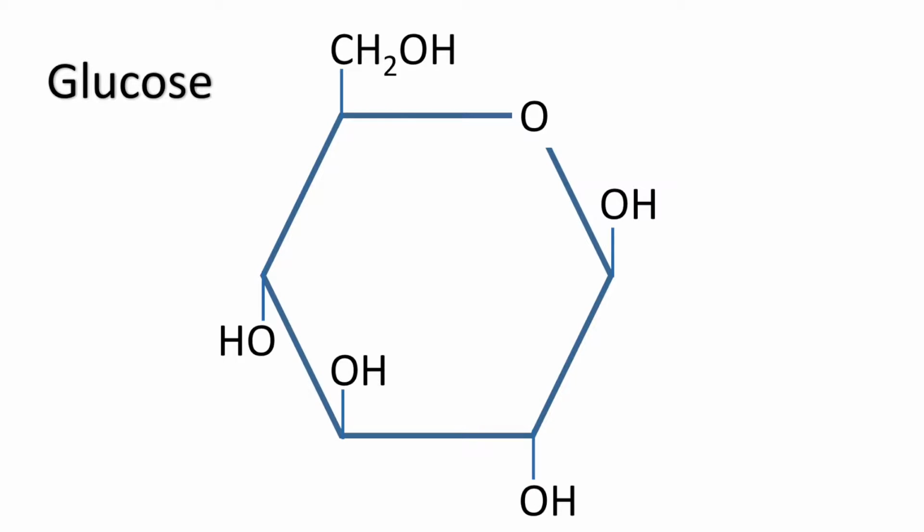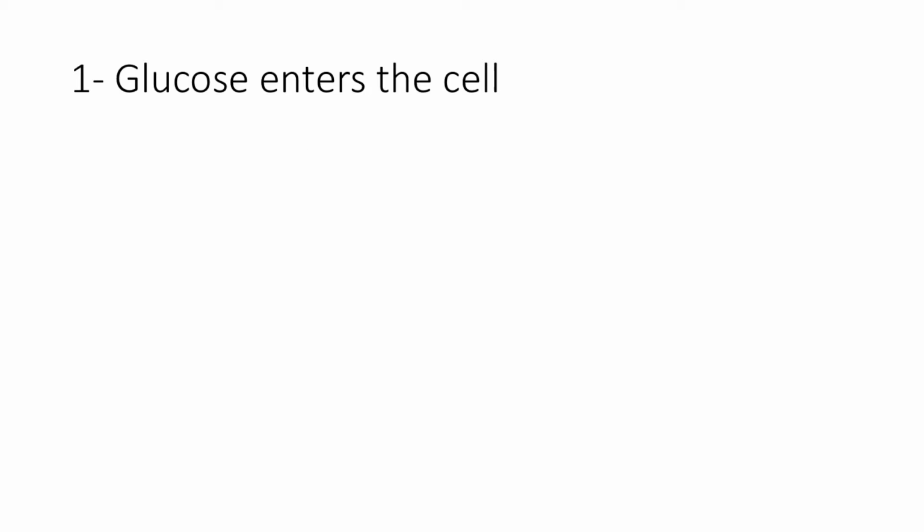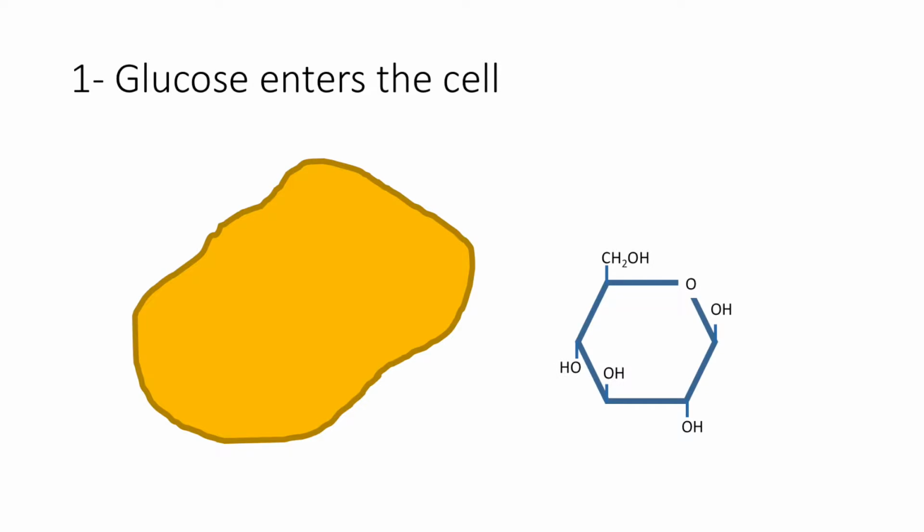Glycolysis is a multi-step process that is used to convert glucose into 2 pyruvate molecules. To begin, glucose enters the cell using specific transport proteins.